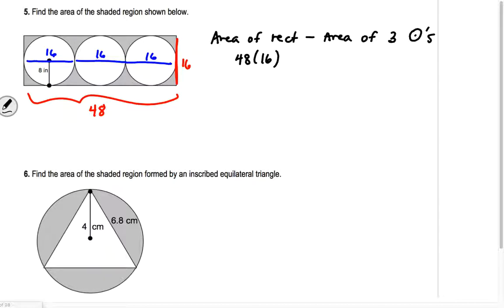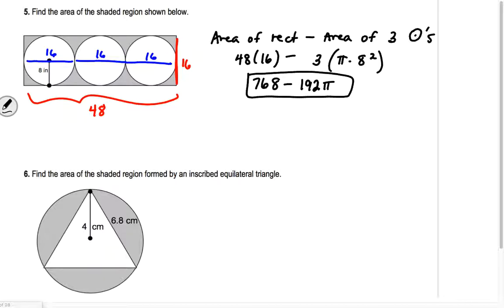Now for the area of my 3 circles, I'm going to have 3 of the pi times r squareds. Well, our r was 8, so I'm going to have 3 of those, pi times 8 squared. So I'm going to have 48 times 16, which is 768, minus 64 times 3, which is 192 pi. And that's our answer. We can't combine our 768 and our 192 because we have a pi attached to the 192.